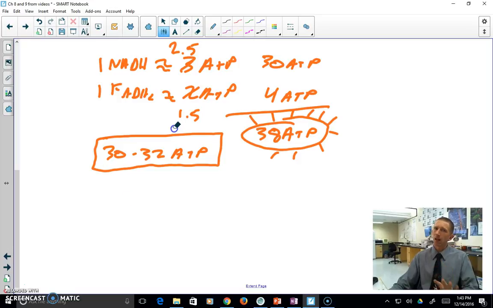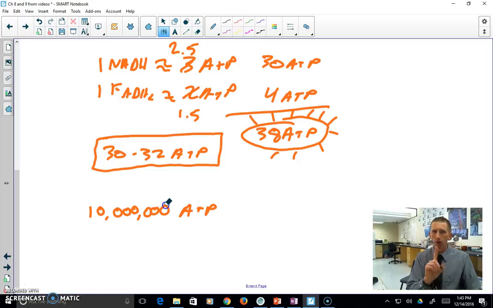But what scientists have calculated is the approximate number of ATP that one muscle cell uses, if it's operating at maximum capacity, for 1 second. And that number itself is kind of astronomical. It's 10 million. 10 million ATP molecules per second for one muscle cell operating at full capacity.